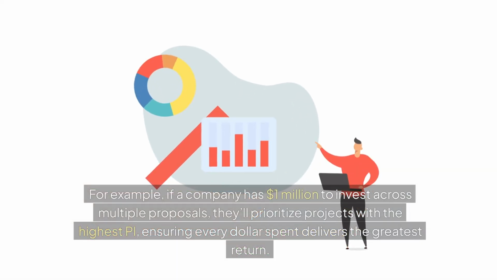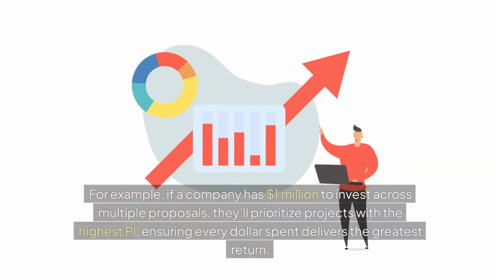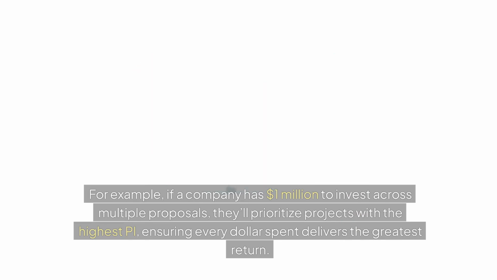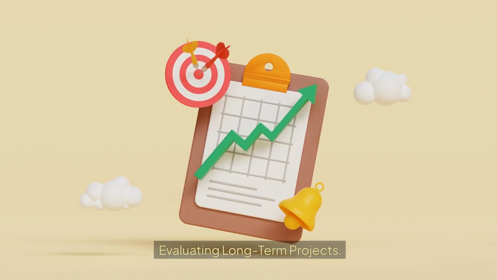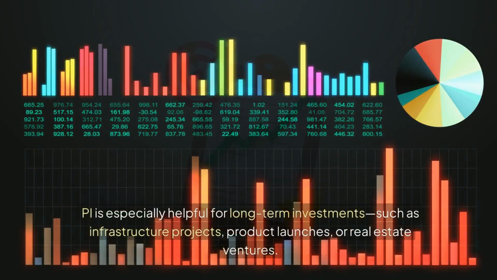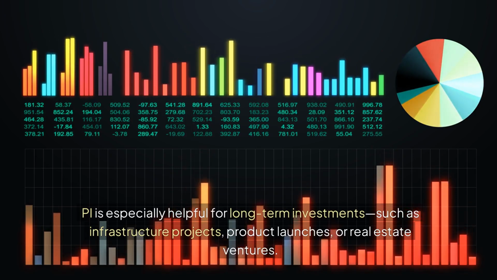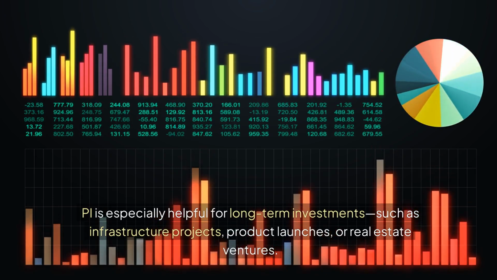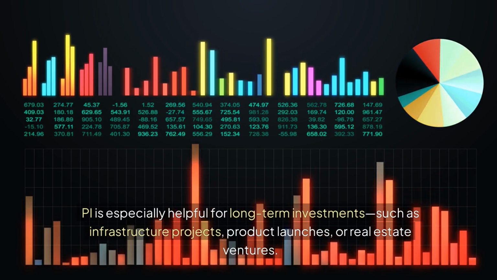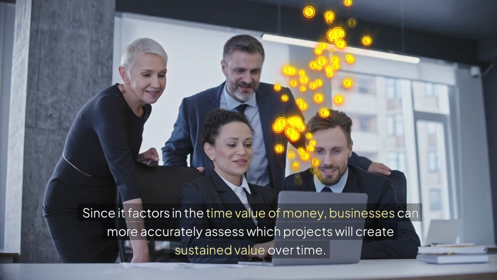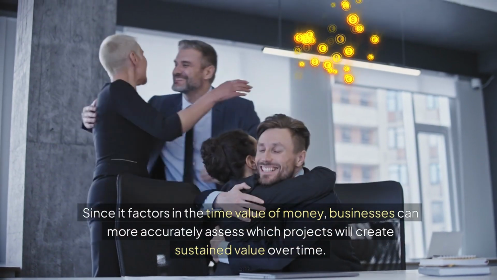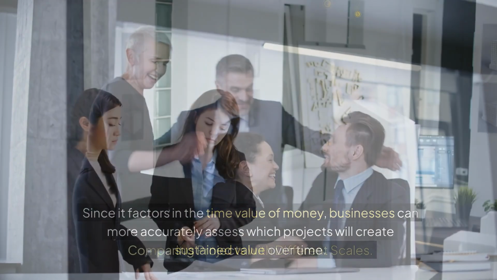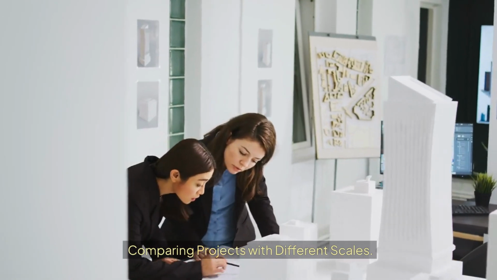For example, if a company has $1 million to invest across multiple proposals, they'll prioritize projects with the highest PI, ensuring every dollar spent delivers the greatest return. Evaluating long-term projects. PI is especially helpful for long-term investments, such as infrastructure projects, product launches, or real estate ventures. Since it factors in the time value of money, businesses can more accurately assess which projects will create sustained value over time.